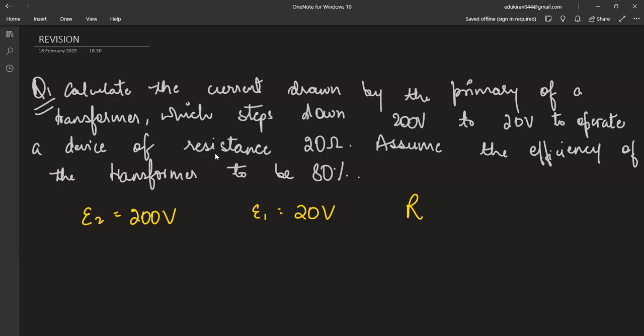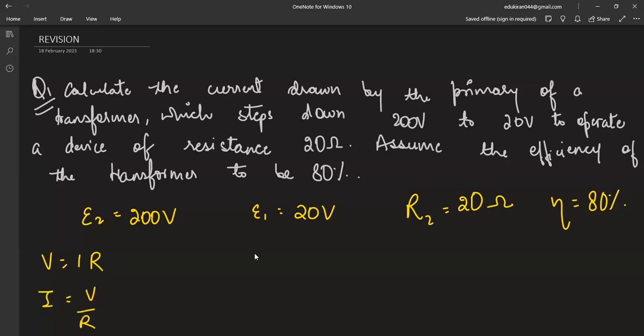Resistance to operate a device. If this is a step-down transformer, it is doing the same to operate a device. R2 is already given to us as 20 ohms. We have discussed efficiency. See, E2 you have, R2 you have, so you can calculate I2. V is equal to IR, so I will be equal to V divided by R. So I2 will be equal to E2 divided by R2, 200 by 20, so that is 10 amperes. Fine, this is 10 amperes.